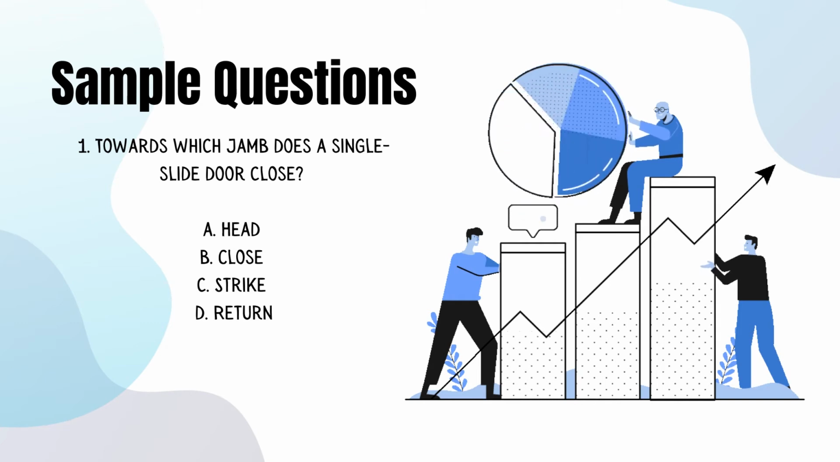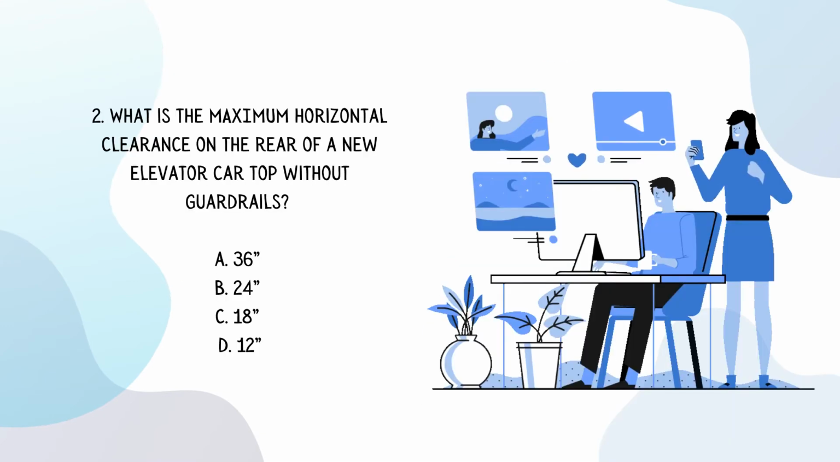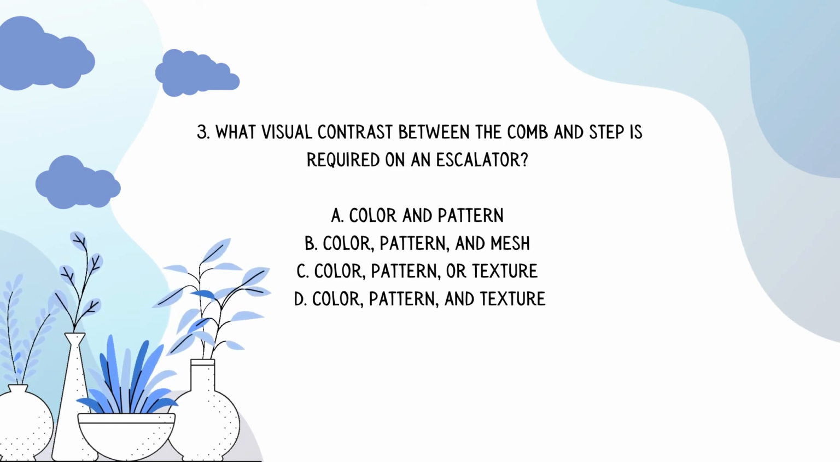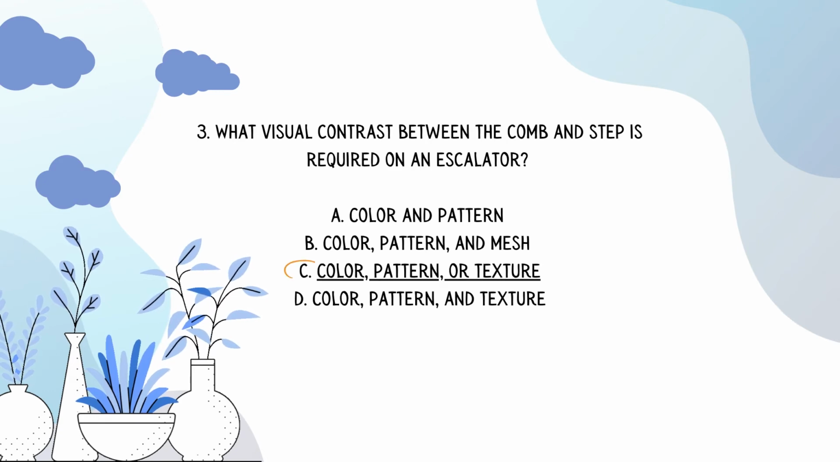Let's take a look at some of the sample questions you might see. Towards which jamb does a single slide door close? That would be C, strike. What is the maximum horizontal clearance on the rear of a new elevator car top without guardrails? D, 12 inches. What visual contrast between the comb and step is required on an escalator? C, color, pattern, or texture.